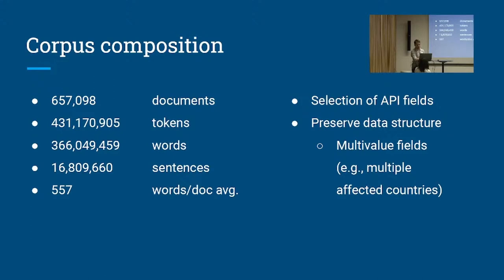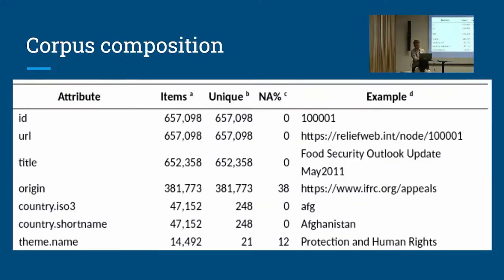ReliefWeb has quite a lot of API fields, and we took the ones that were most reasonable for corpus queries and tried to preserve the structure of the data so that whatever you look up in the corpus is exactly what you would get on ReliefWeb. So for example, we would have the report ID, its URL, its title, the type of organization that it came from, the name of the organization, the country that could be affected, if it's a natural disaster, for example, and several others like the humanitarian theme, which they classify it under.